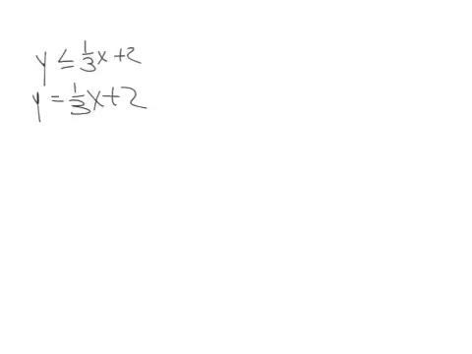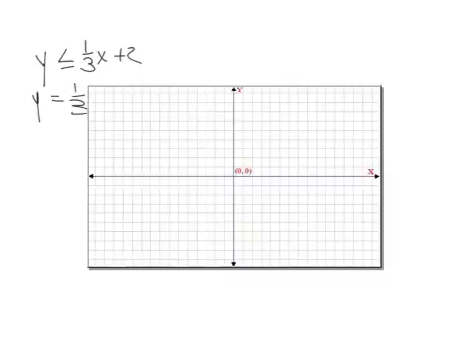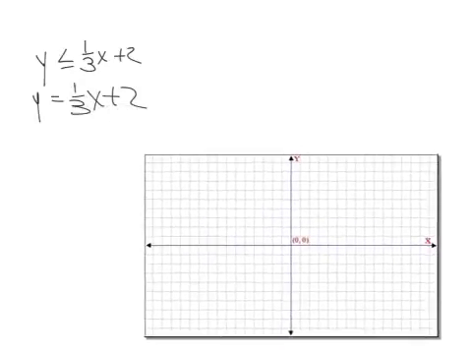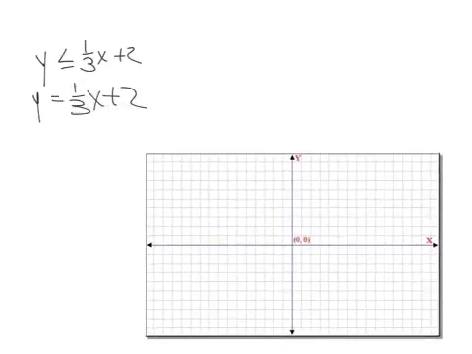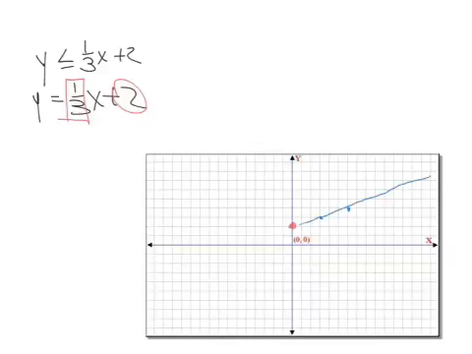Alright, let's get a graph on here and I'll show you what I mean. So what we're trying to do here is graph this guy. It's in slope-intercept form, mx plus b, and so we know our y-intercept is 2. And then we know that the slope is 1/3, so it's up 1 over 3, up 1 over 3. And it gives us a line like that.